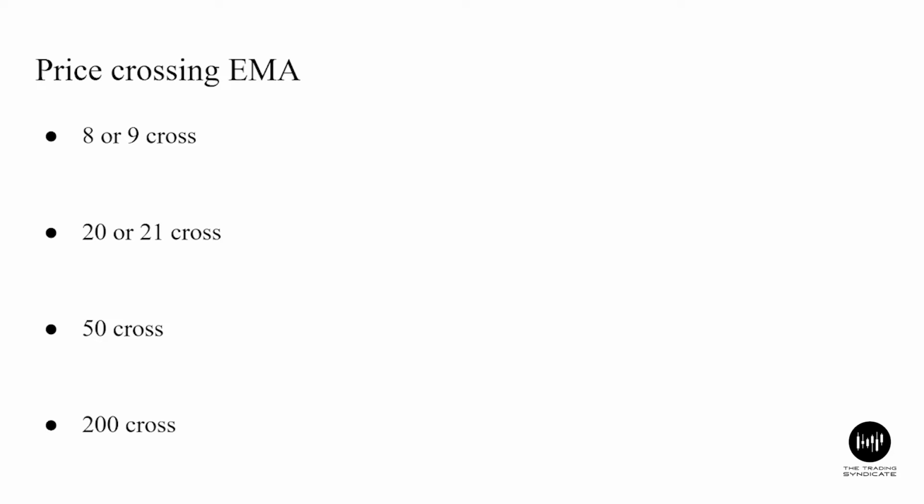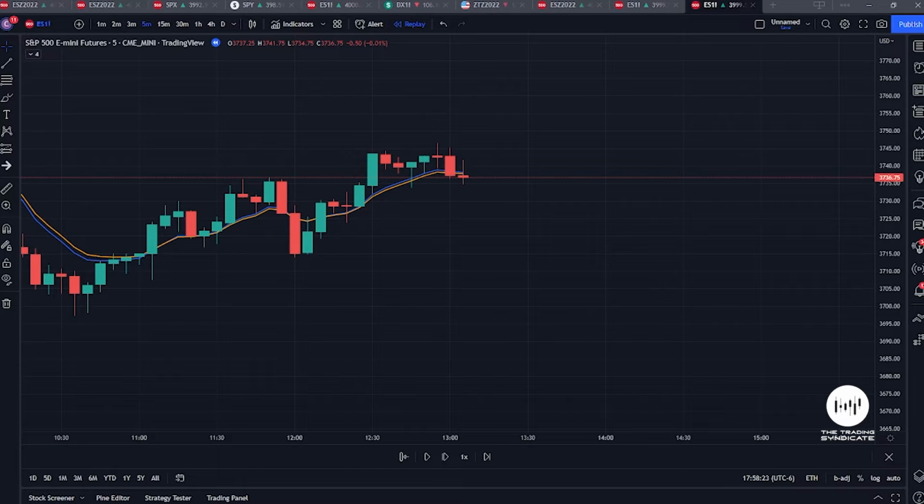Let's go back to our ES chart and look at some live examples of price action crossing the EMA indicator lines. Here we are on the S&P 500 E-minis futures 5-minute chart. On our chart, we have both our 8 and 9 EMA. We're using the 5-minute chart with a short-term EMA line to see how price reacts quickly to the shortest EMA, known for hugging price the closest.